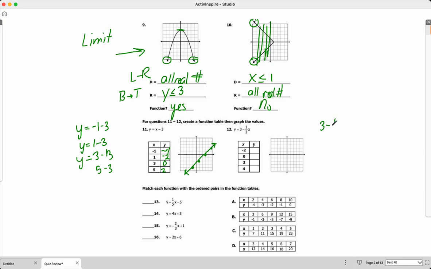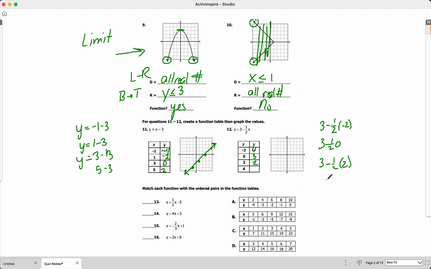3 minus 1/2 times negative 2. Okay, so negative 1 times negative 2 is 2. 2 divided by 2 is 1. So 3 plus 1 is 4. That's my first one. 3 minus 1/2 of 0. Well, that's 3. 3 minus 1/2 of 2. Half of 2 is 1. So 3 minus 1 is 2.